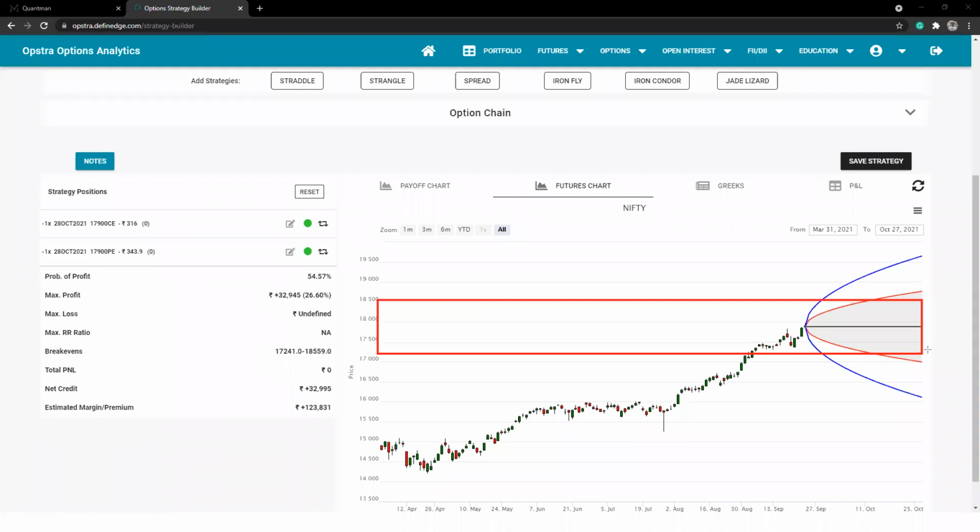The win rate is slightly higher in the case of a straddle. That is what we're going to record over here. I'll also show you the backtesting report.